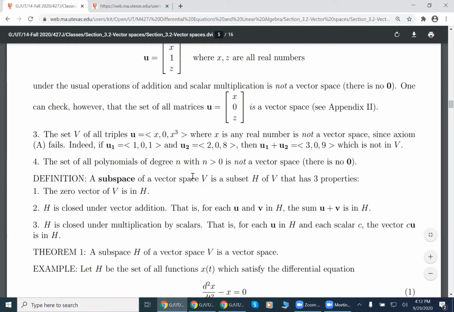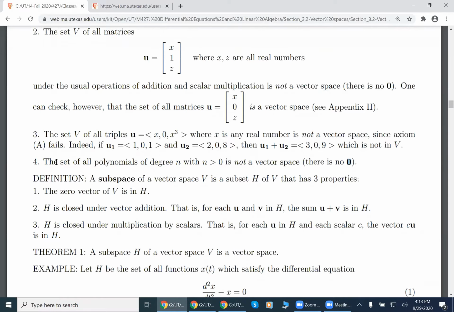Lastly, as we discussed, if n is greater than 0, the set of all polynomials of degree n is not a vector space because there is no 0 in such a set.